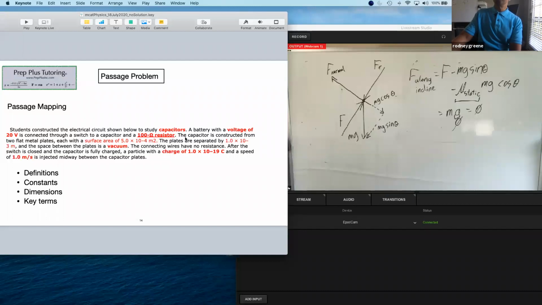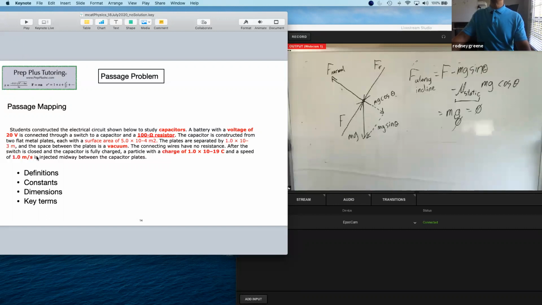So we're talking about capacitors. Here's a constant, a value, a voltage of 20 volts. Here's another constant, a 100 ohm resistor. We have a dimension, a surface area of 5 times 10 to the minus 4 square meters. We have another dimension, 1 times 10 to the minus 3 meters. And since we are talking about a capacitor, it's relevant that the space between the plates is a vacuum. So that's a key term. And here's another value, a charge of 1 times 10 to the minus 19 coulombs. And here's another value, a speed of 1 meter per second.